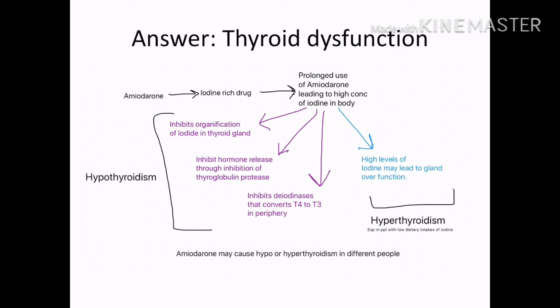At the same time, high levels of iodine may lead to gland overfunction in those people who have lower dietary intakes and were deficient in iodine initially. So depending on different people, amiodarone can lead to hypothyroidism or hyperthyroidism. So the patient must be checked for thyroid dysfunction.